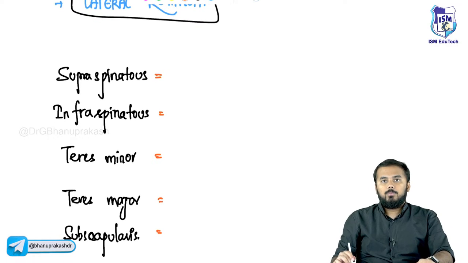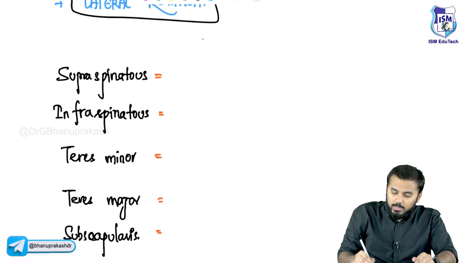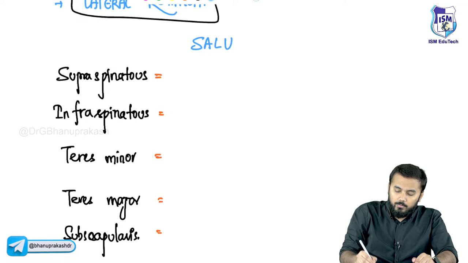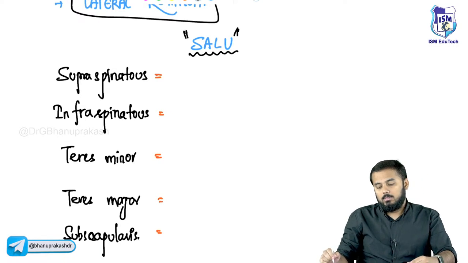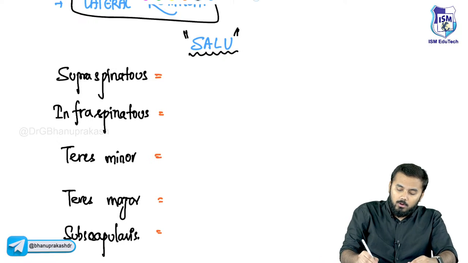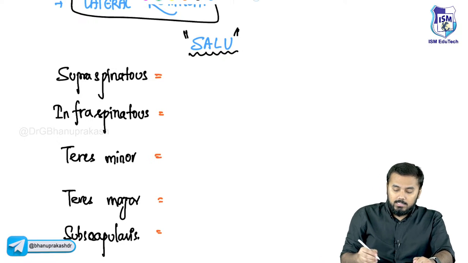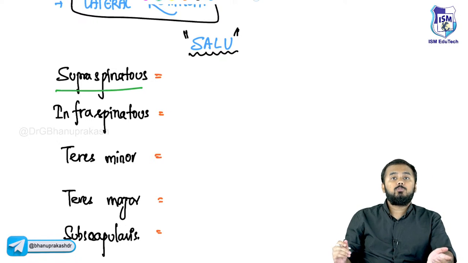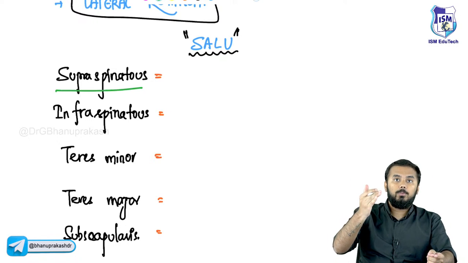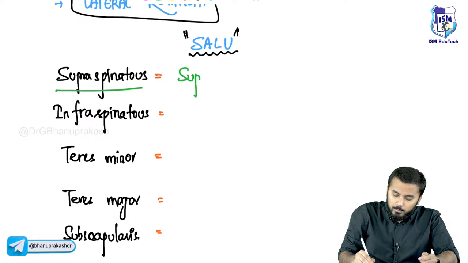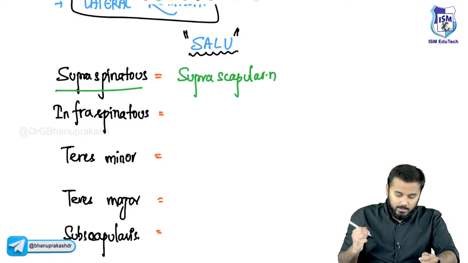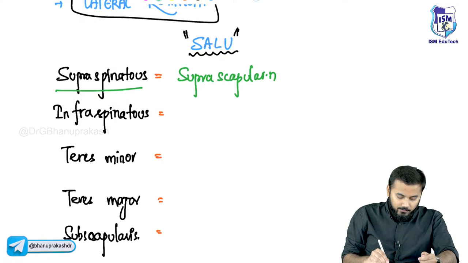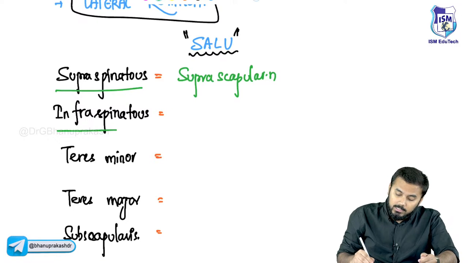What is the nerve? What is the nerve? All of you remember by a mnemonic SALU, you know? No bad words, let's be in peace. SALU is fine, okay? Now what does S stand for? S stands for supraspinatus. Supraspinatus matlab scapula ke upar, spine ke upar, hai na? So the nerve is also suprascapular nerve. Suprascapular nerve. Okay. Infraspinatus. Infraspinatus in the sense, again the same suprascapular nerve.